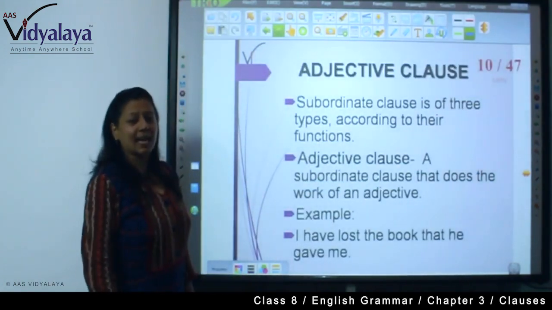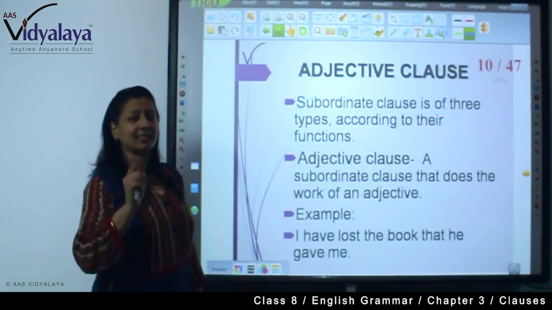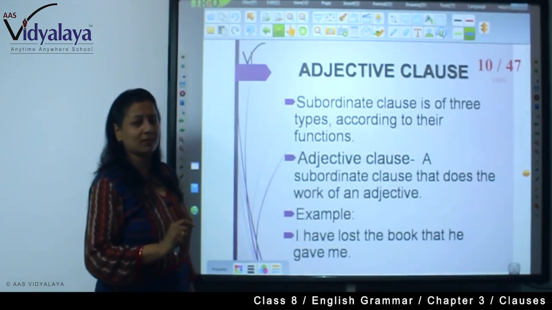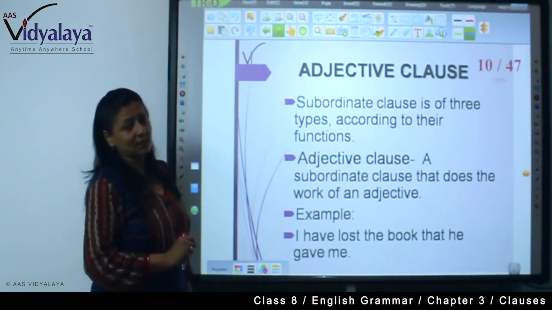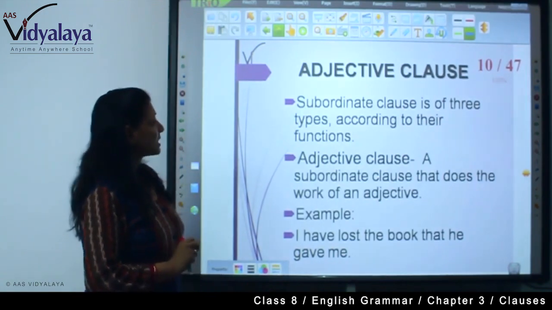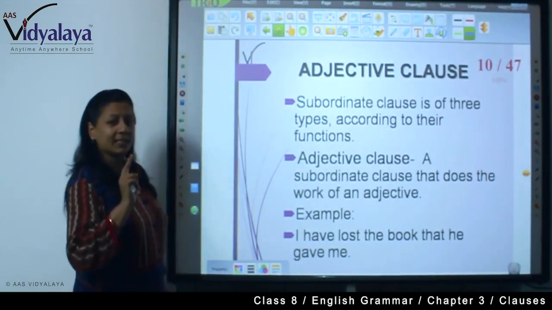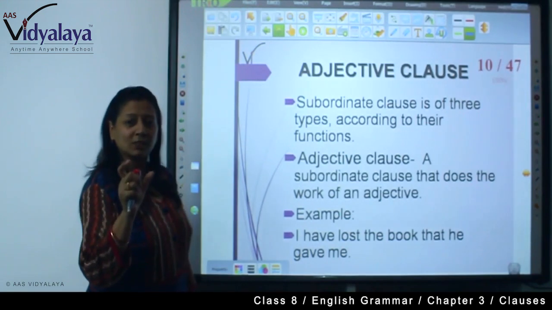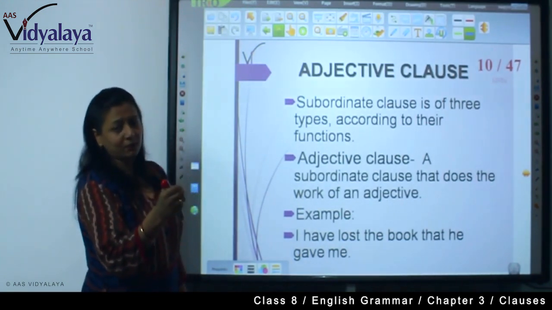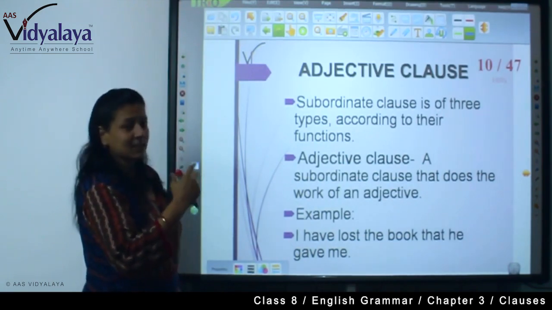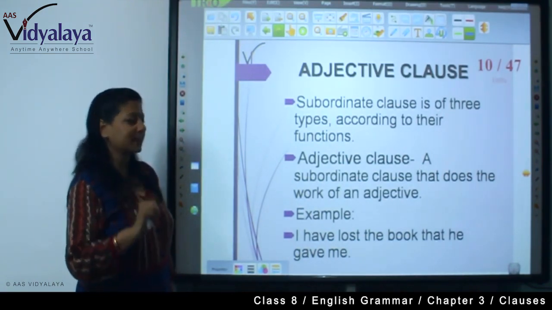Now, what are the other types of clauses? First is an adjective clause. Say adjective clause is there, adverb clause is there, noun clause is there. Subordinate clause is of 3 types, those subordinate clauses that we can place before, after or in the middle of the independent clause. So, these subordinate clauses are of 3 types.